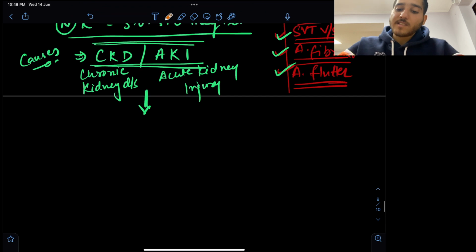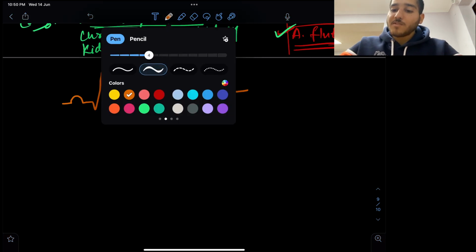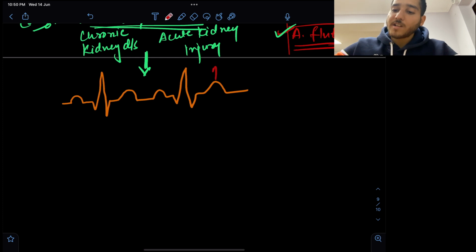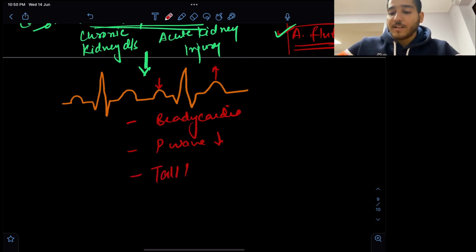And what will be the changes in ECG? In case of hyperkalemia, firstly I'll make a normal ECG. In patients of hyperkalemia, there will be T wave going up and P wave going down, and there will be bradycardia. So three changes: bradycardia, P wave going down, and tall tented T waves. This is the term they use, tall tented T wave.